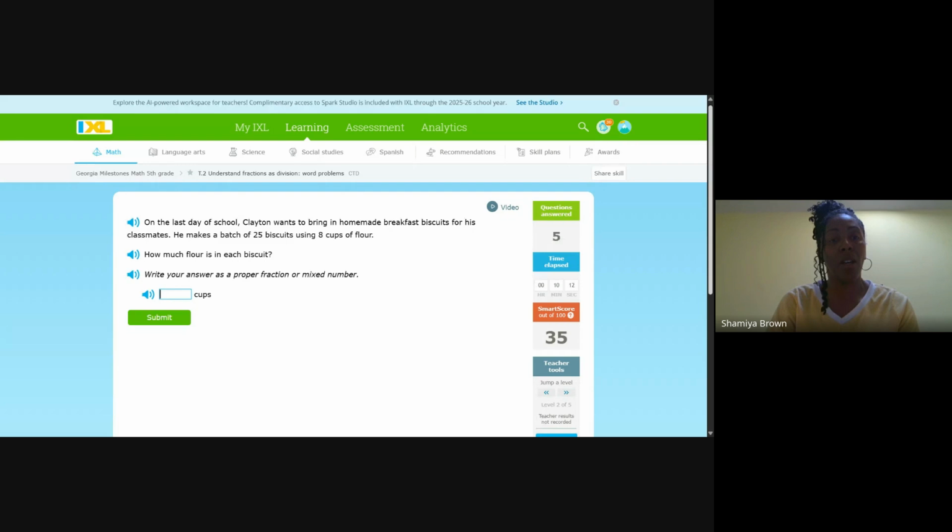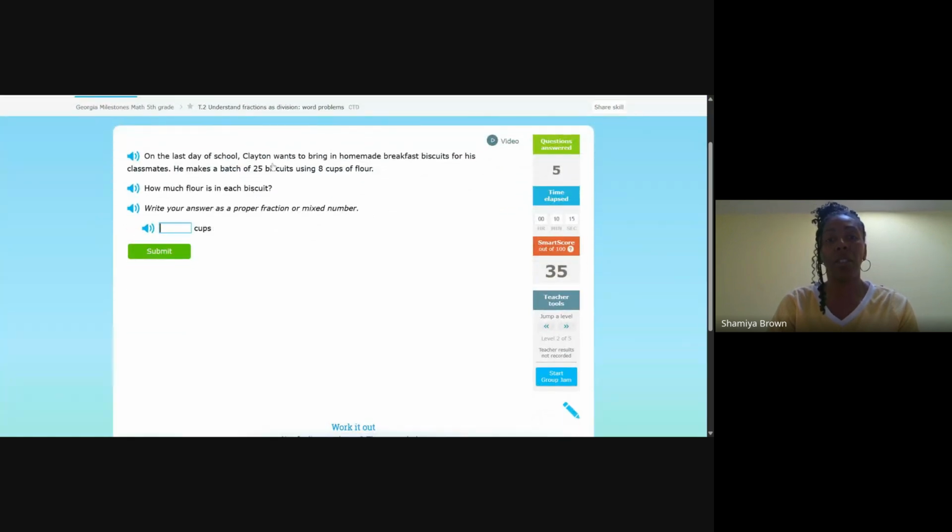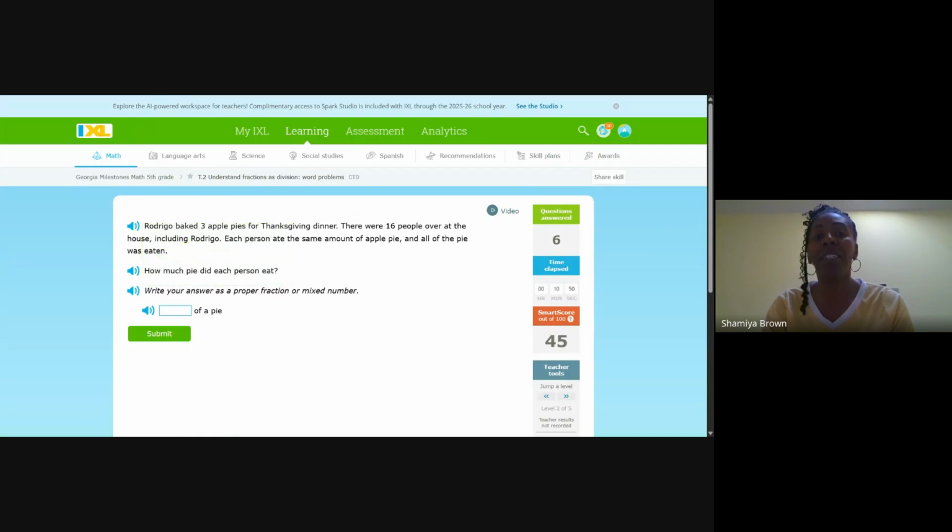Okay. On the last day of school, Clayton wants to bring in homemade breakfast biscuits for his classmates. He makes a batch of 25 biscuits using 8 cups of flour. So he made 25 biscuits using the 8 cups of flour. So they split the 8 cups of flour to make the biscuit. So that should be 8/25. He makes a batch of 25 biscuits. Yep. He's splitting the flour, not the biscuits. Now I'm getting it.